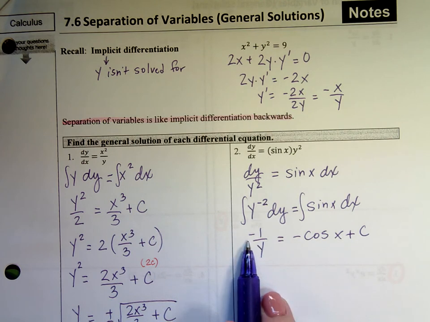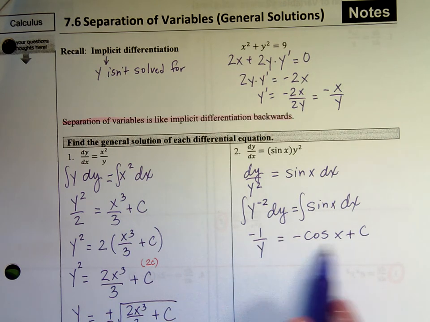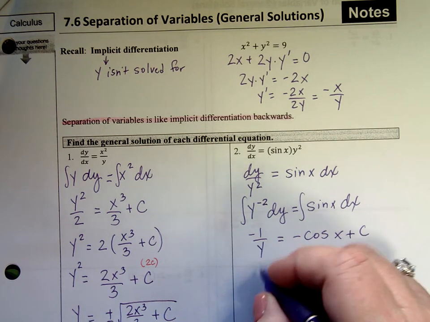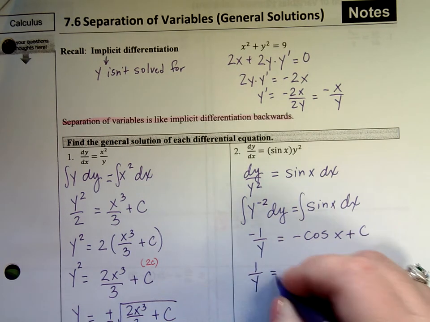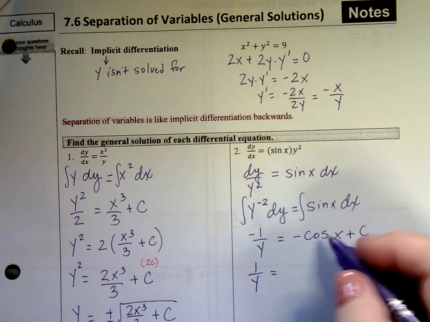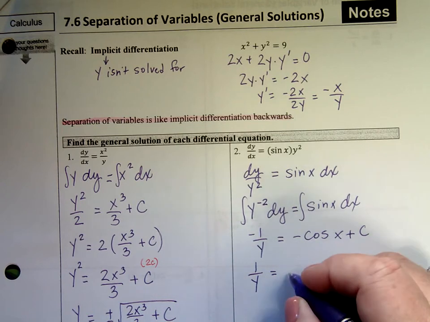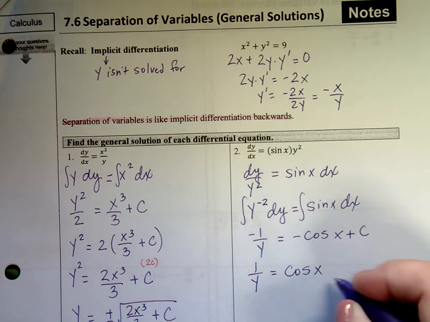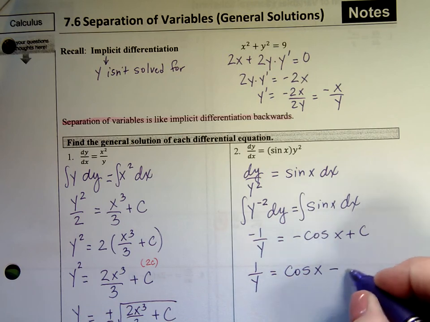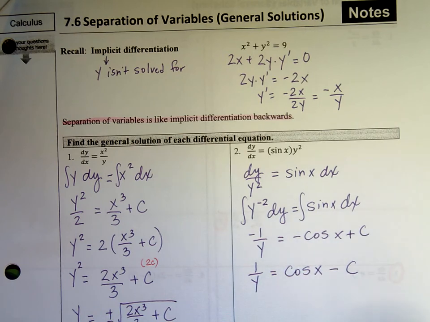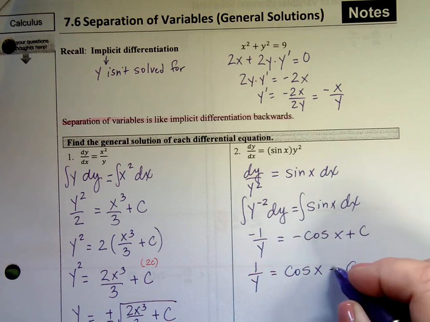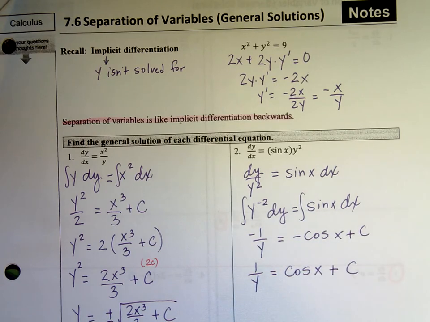The first thing I don't like is the negative, so let's negative it out over here. I have 1 over y equals, if I multiply by a negative 1, divide by a negative 1, however you want to do it, you get a cosine of x. I guess technically this would be minus c, but again, it doesn't matter because when I take the derivative, it's 0, so we usually leave it just as a plus c.